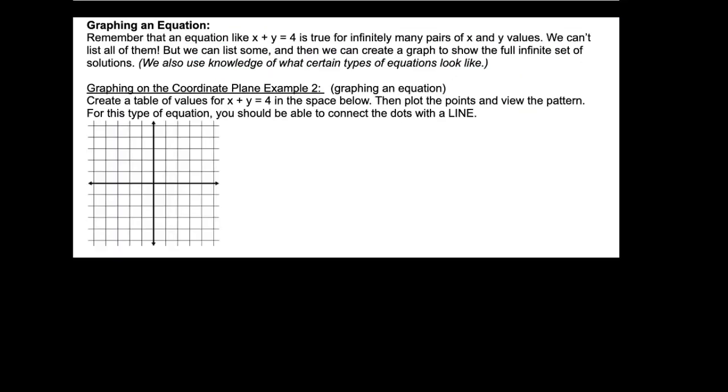So for this last example, I want to graph an actual equation. And so think of the equation, we're going to look at the equation x plus y equals 4. And when we talked about equations in a previous video, we talked about how when you have an equation like this, x plus y equals 4, it's true for infinitely many pairs of x and y values. So for example, x could be 1, y could be 3. 1 plus 3 is equal to 4.